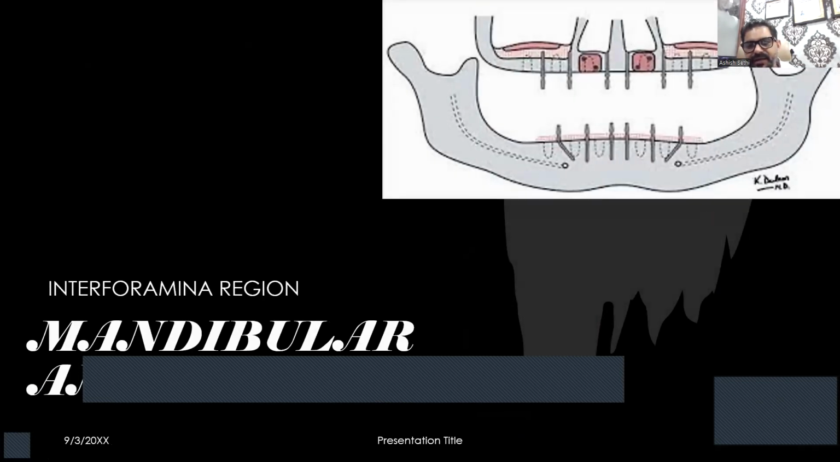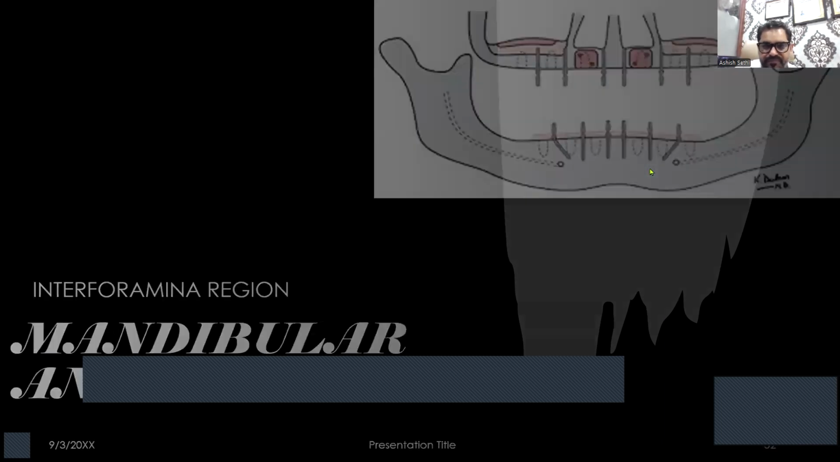Next, come to the mandibular anteriors. Mandibular anteriors, I already mentioned that we have to go to the interforaminal region, foramen to foramen. Either we place 4 implants or we place 6 implants. When we place 4 and when we place 6, we will discuss in the planning topic. But the important part is the location where we have to place the implants in the mandible, which is the interforaminal region.